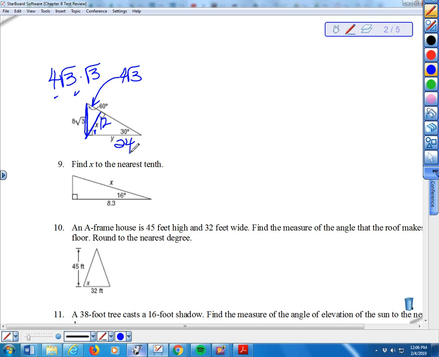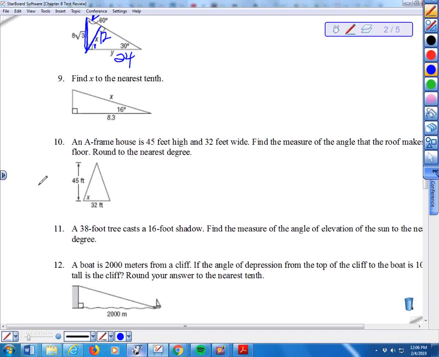Okay, find x. What do I have related to the angle 16 degrees? Which sides do I have given to me? Opposite, adjacent, hypotenuse. Those are your choices. Adjacent and hypotenuse. Which function uses adjacent and hypotenuse? Cosine. So cosine 16 is equal to 8.3 over x. So I'm going to take 8.3 and divide it by cosine of 16. 8.6.